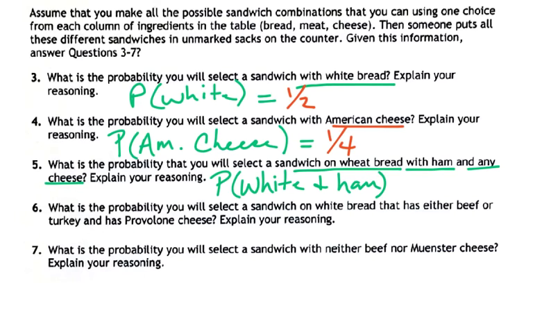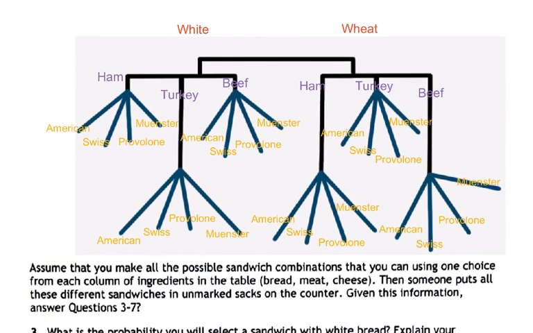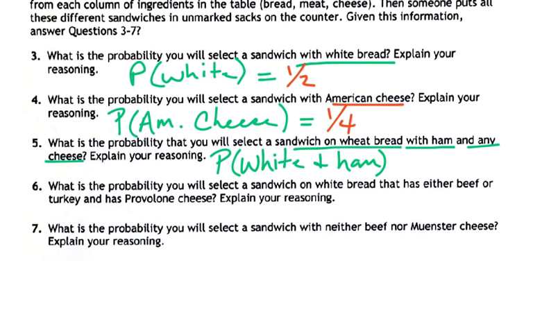So what we have here is, since we're going down the tree, we'll look at this again. White bread with ham, going down the tree, we have to multiply those probabilities. So that is 1/2 for white bread times 1/3 for ham is 1/6, our probability that we get a white bread ham sandwich. What's the probability to select a sandwich with white bread that has either beef or turkey and has provolone?